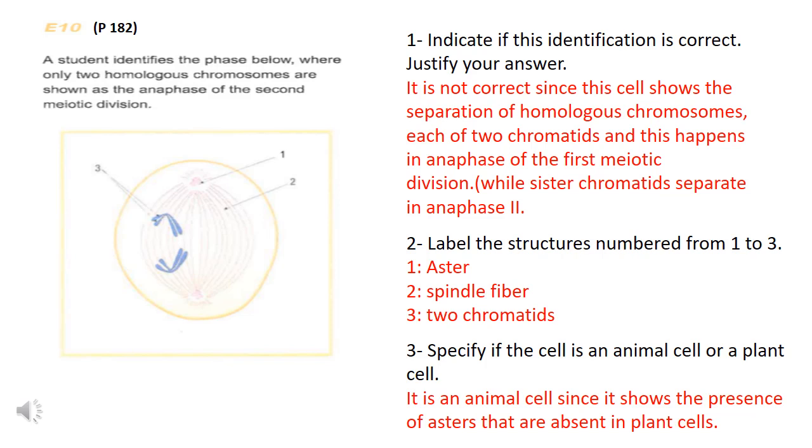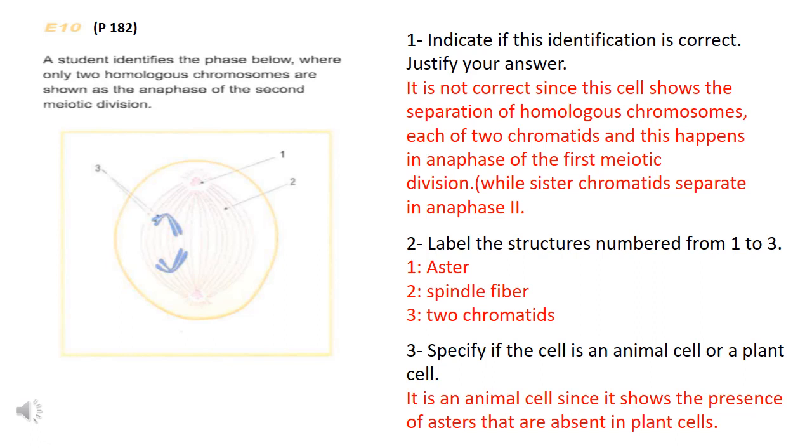Question 2. Label the structures numbered 1 to 3. Number 1, aster. Number 2, spindle fiber. Number 3, 2 chromatids. Question 3. Specify if the cell is an animal cell or a plant cell.